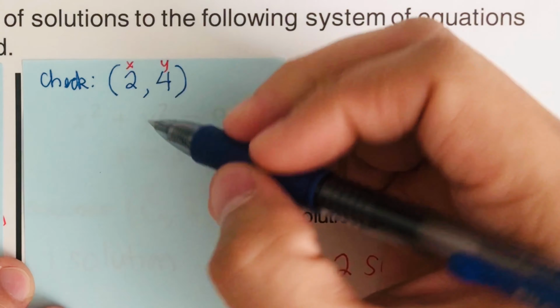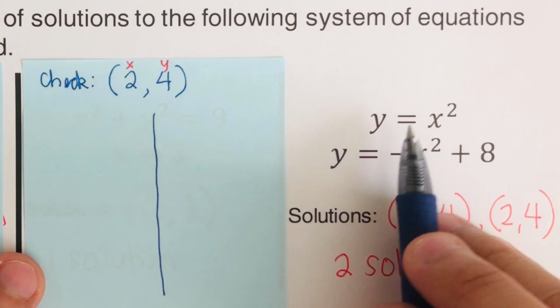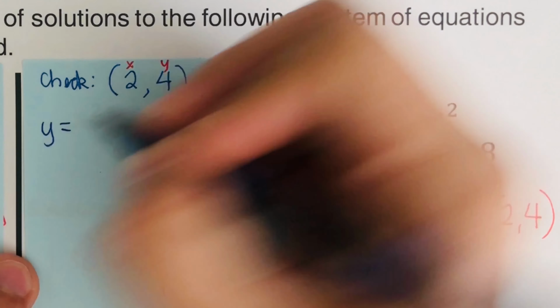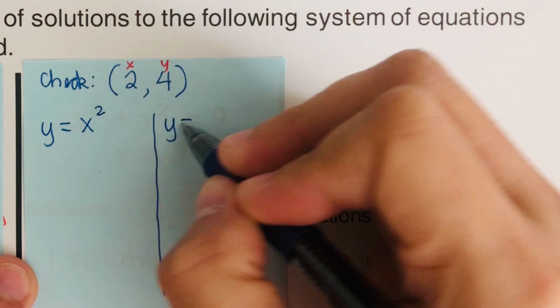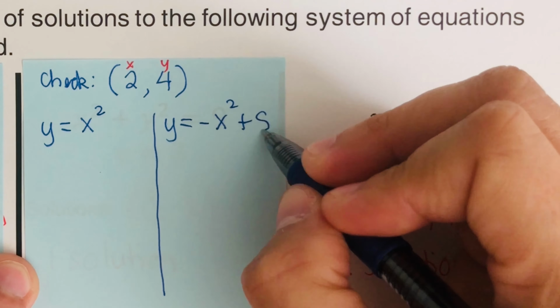So this will be our x and this will be our y. And then again, we are checking it in both equations because sometimes it works in the first equation, but it doesn't work in the second. So it has to work for both of them. So we're checking this one right here. So I will rewrite the equation up here. So that is y is equal to x squared. And then the other equation was y equals negative x squared plus 8.